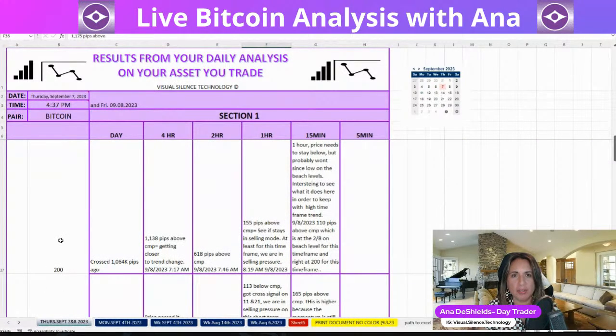And then the 200, the famous 200, where price is at, how far away. So here, that was pretty good information. For example, on the 1 hour, the 200 was 150 pips above current market price. That's what CMP stands for. We'll see if it stays in the selling mode, at least for this time frame, we are in selling pressure. Okay, so that's good. The 200 is only 618 pips above current market price at 7:46 this morning. 600 pips for Bitcoin is nothing. So the trend can change here on these time frames. That's what I'm waiting for right now, to see what she does. Is she going to buy up, or is she going to continue to sell, or what is she doing?